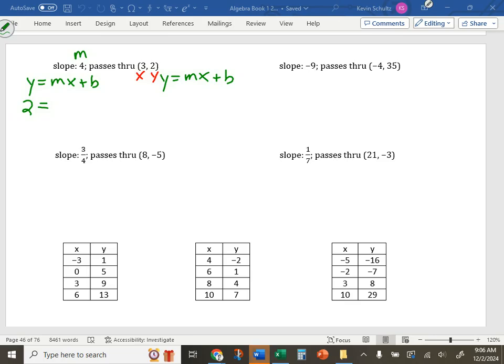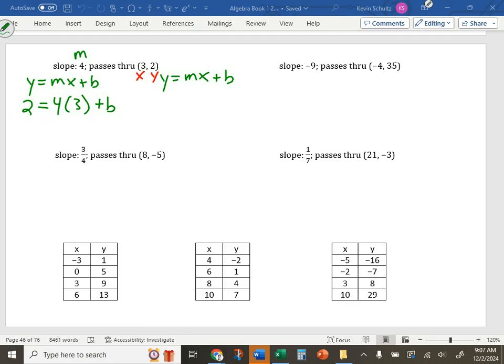Our slope is still 4, that's the m. Our x value is 3. And we're going to use this information to solve for the y-intercept. When the y-intercept is not given to us directly, we have to use the information that was given to us to solve for it. You're given the slope, that goes in the same spot, that m right there. And then the fact that (3, 2) is a point on the line means that we can plug in 2 for y and 3 for x to solve for b.